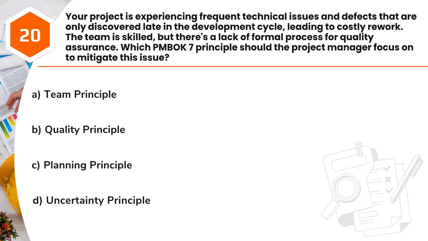Question 20. Your project is experiencing frequent technical issues and defects that are only discovered late in the development cycle, leading to costly rework. The team is skilled, but there's a lack of formal process for quality assurance. Which PMBOK 7 principle should the project manager focus on to mitigate this issue? A. Team principle. B. Quality principle. C. Planning principle. D. Uncertainty principle.